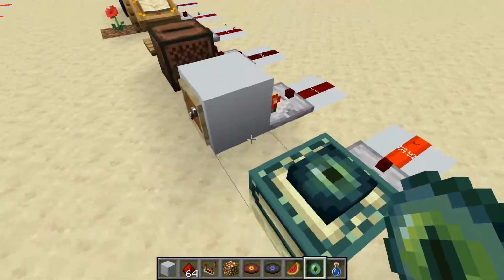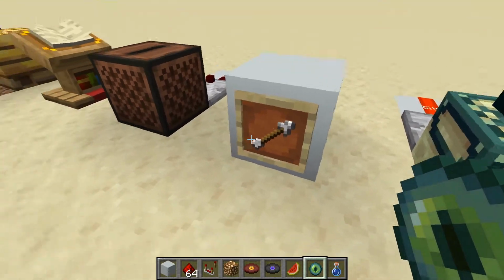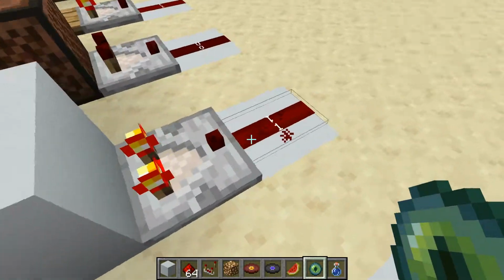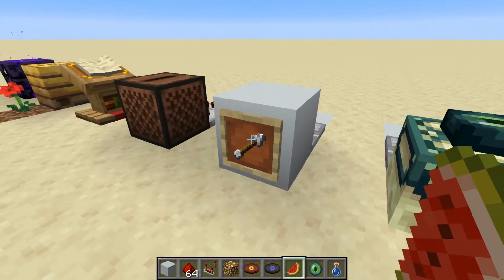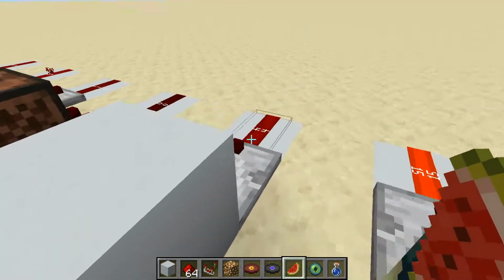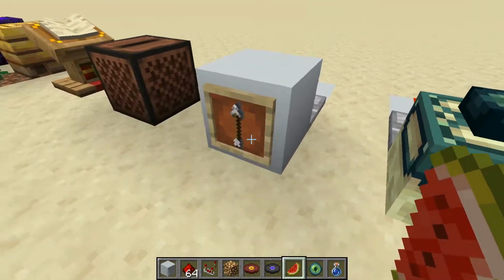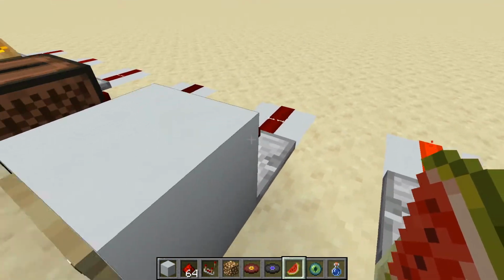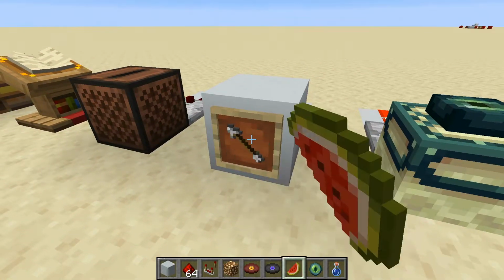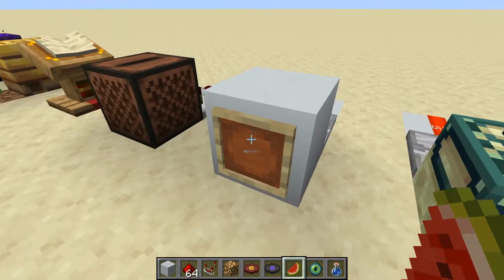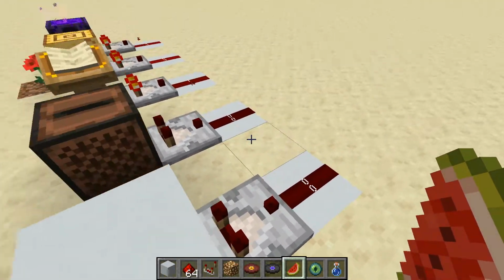Never used this before. The item frame needs to be on a block with the comparator on the other side of it. And then if you spin it, it will output a signal strength from 1 to 8, I believe. Yep, 8, based on how many times it has been spun. So 1, 8, and if there's not an item in it, it will output a signal strength of 0.